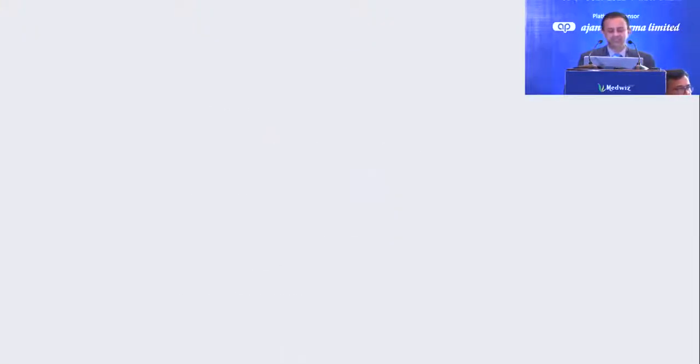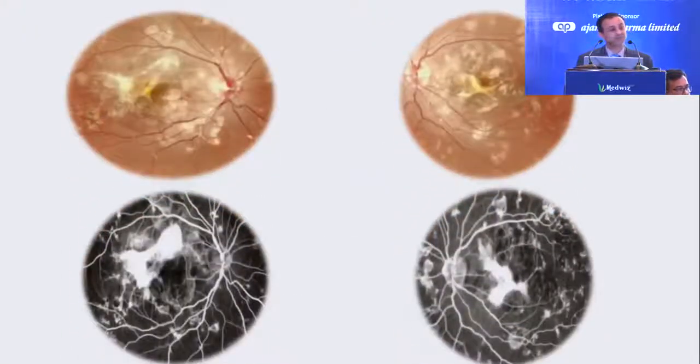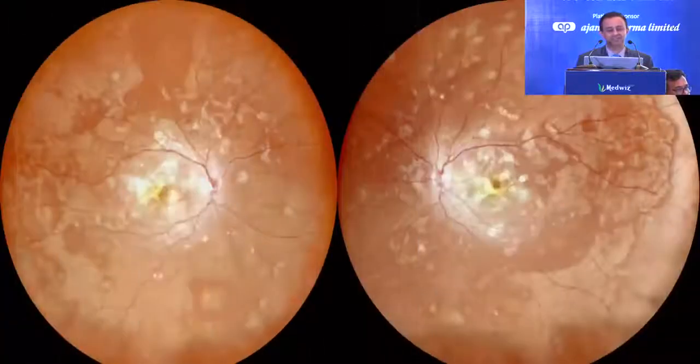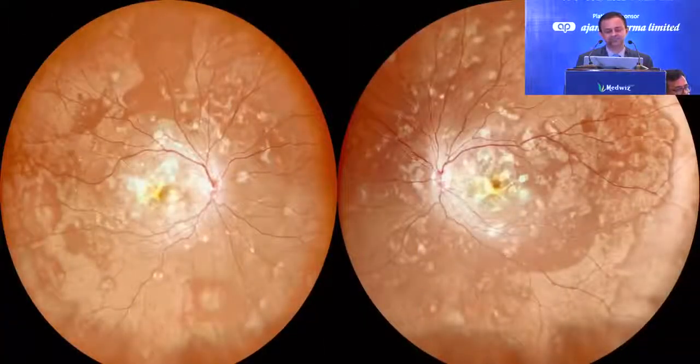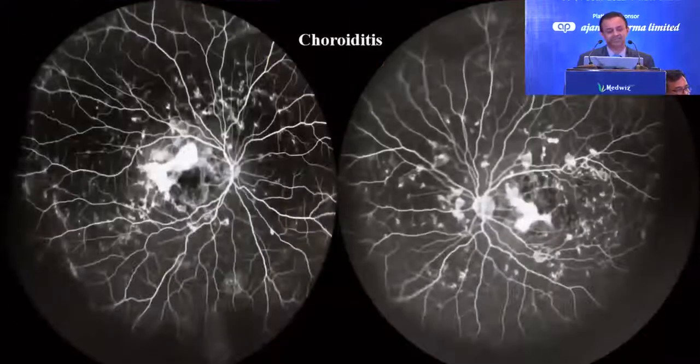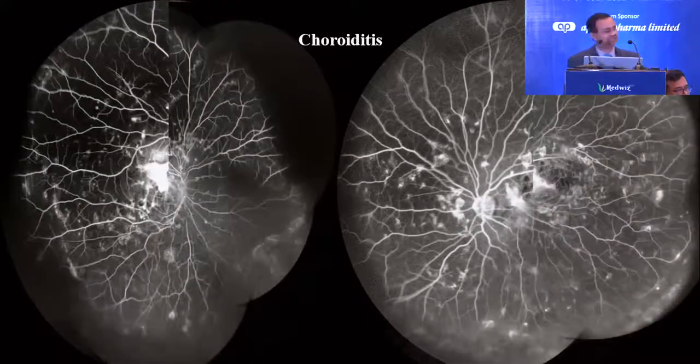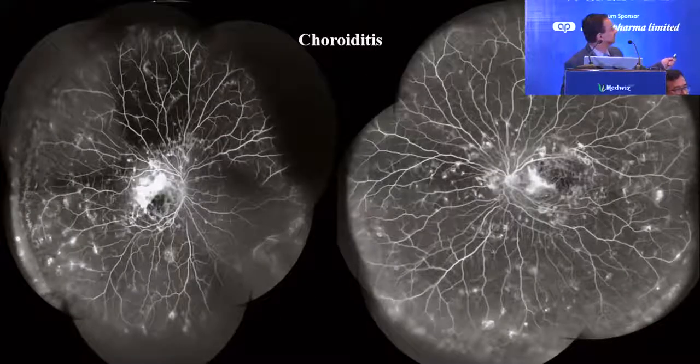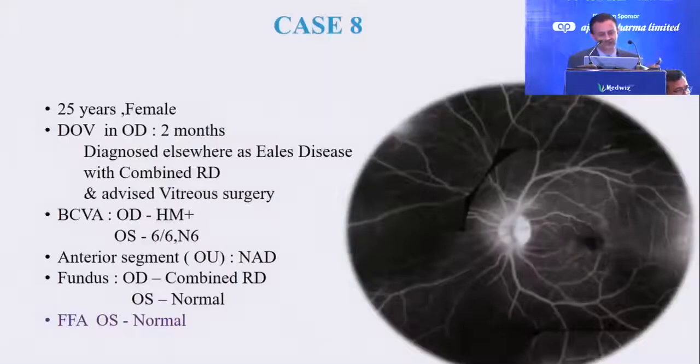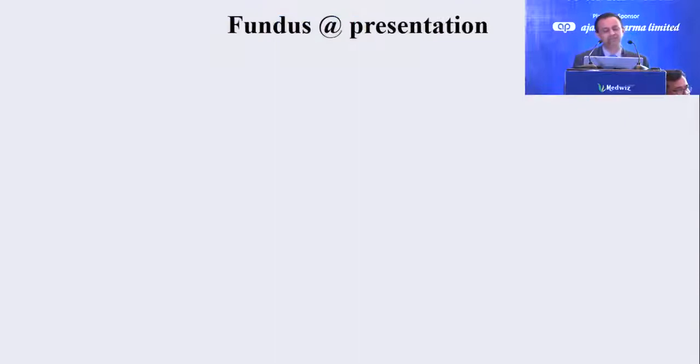Now another case where I will show you, this is a case of a healed choroiditis. This is what we see on a standard photo, and this is 160-degree. And we did an angiogram, and we could see that in the right eye, besides the healed scar, there are also dropout areas, which also need treatment or have to be watched, because this is likely to develop new vascularization.